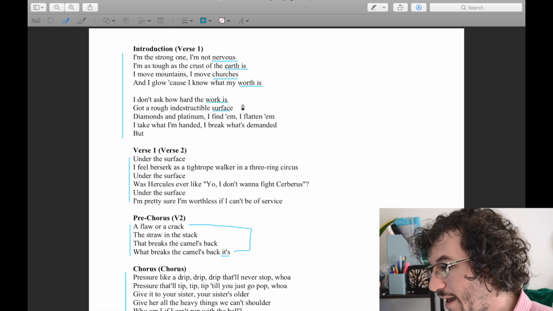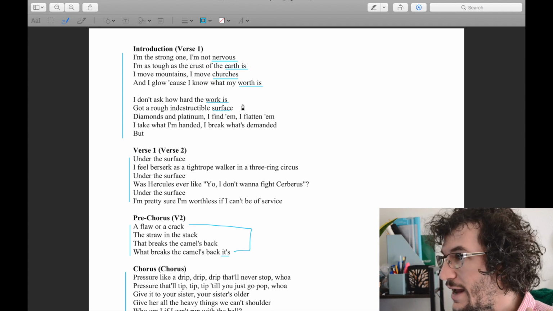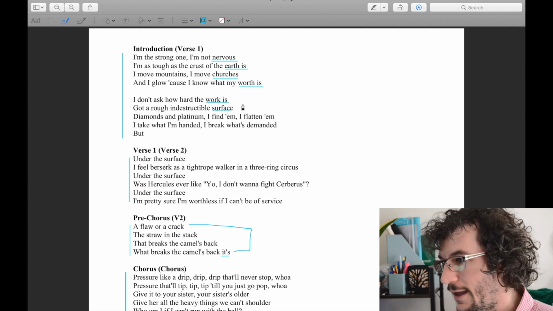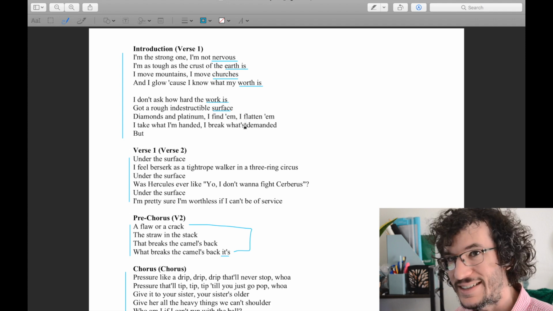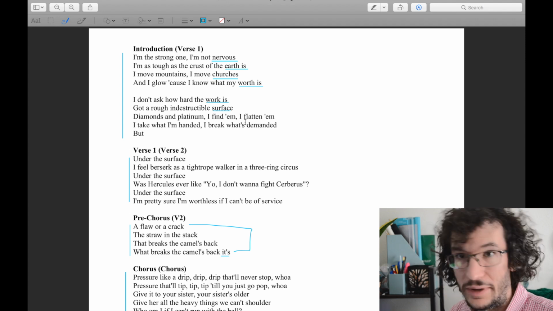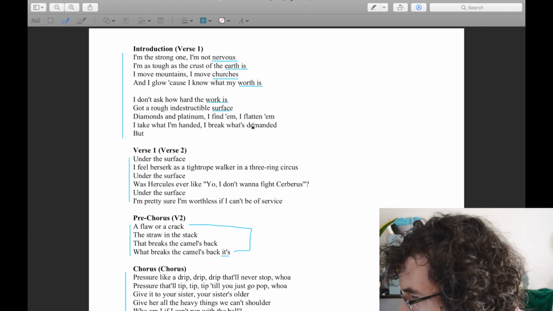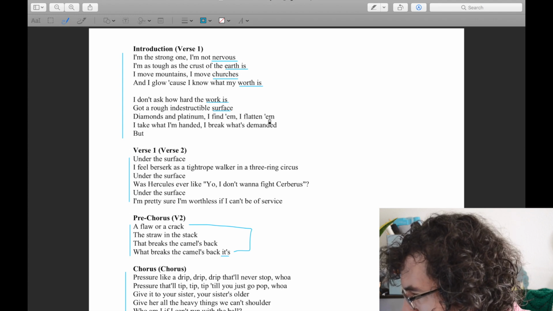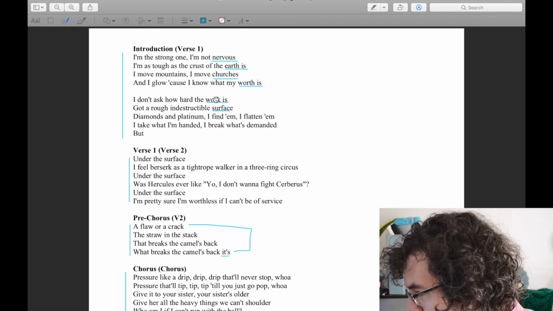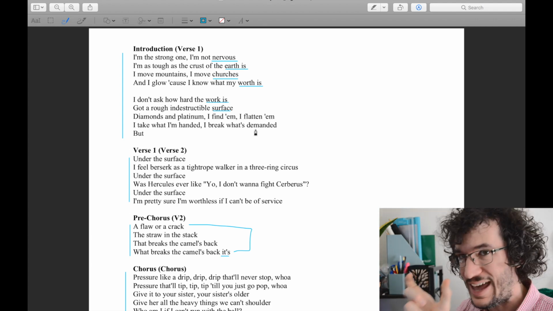And then we get a departure from this pattern. Now, when you establish a pattern in music, you want to look for these departures, because that's kind of a signal that something else is going to happen. And something else does happen. We get into what I'm calling verse 1. So our departure is that platinum doesn't rhyme with surface or work is. Demanded doesn't rhyme with anything that came before it at the end of the line.